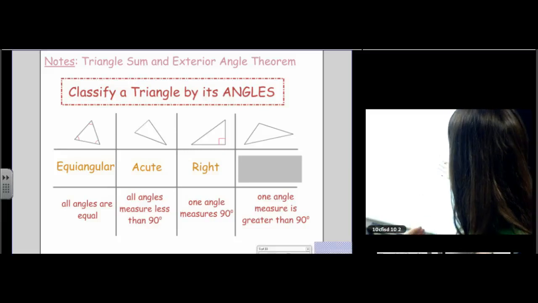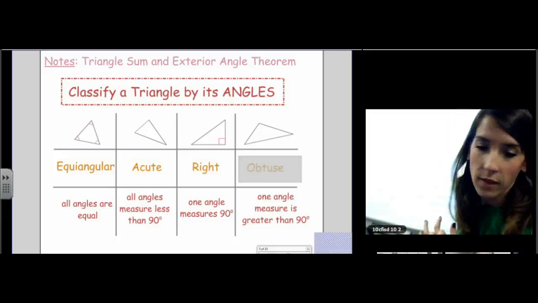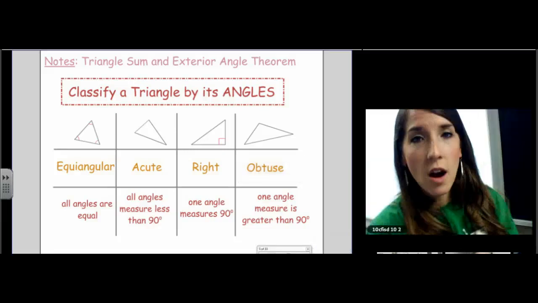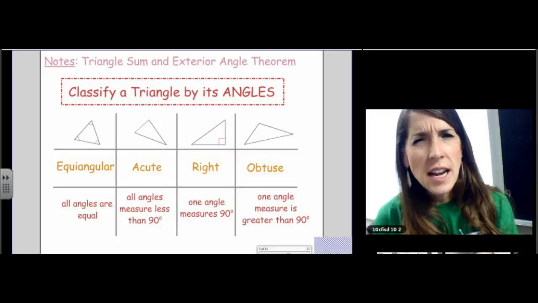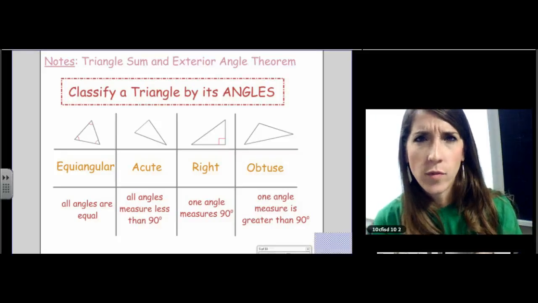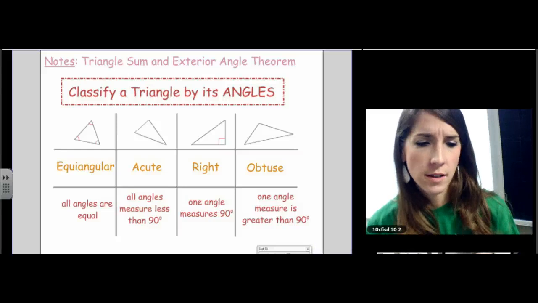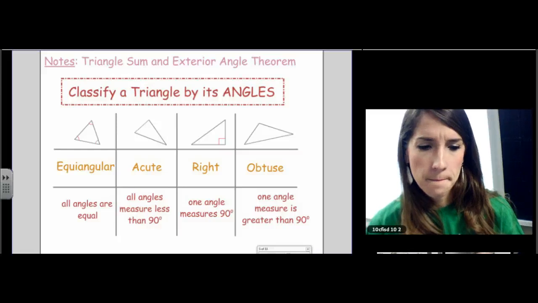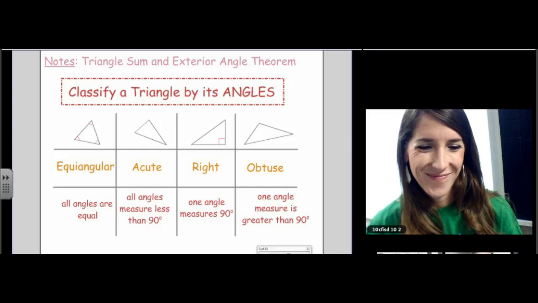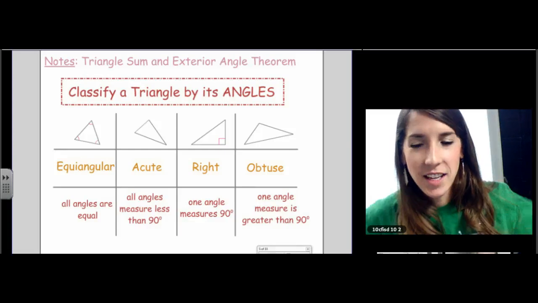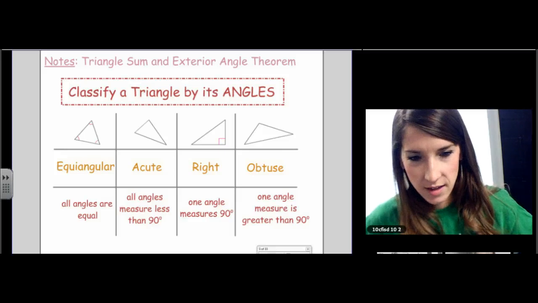And one angle measure is greater than 90. Obtuse. So those are our options if we're going to name it based off of its angles. Is there any overlap going on here? Or are those just 4 different categories? Acute and equiangular.